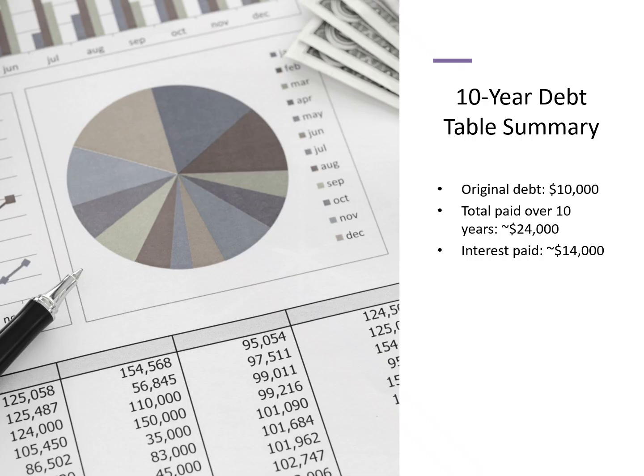After analyzing the data over 10 years, the results are striking. Although the original debt was $10,000, the total amount paid over 10 years is approximately $24,000. This means about $14,000 is paid in interest alone. In other words, the borrower pays more in interest than the original amount borrowed. This highlights how expensive high interest debt can become over time, and how lenders profit when balances stay unpaid for long periods. This table helps make those hidden costs visible.